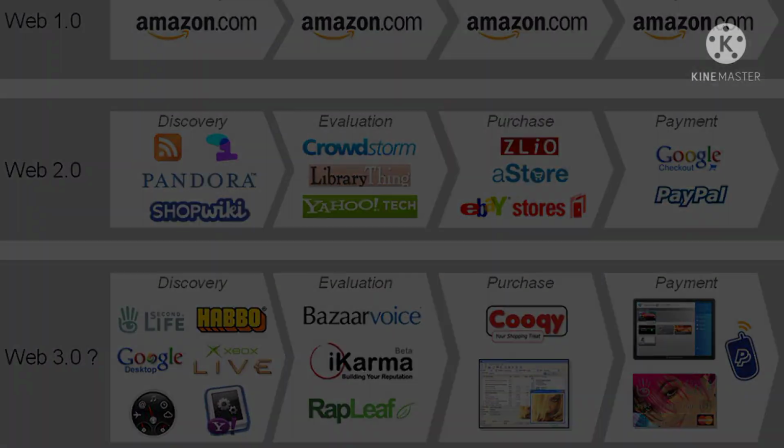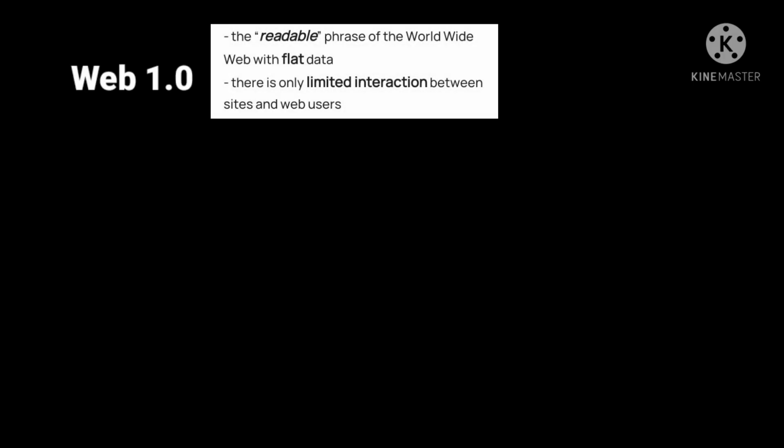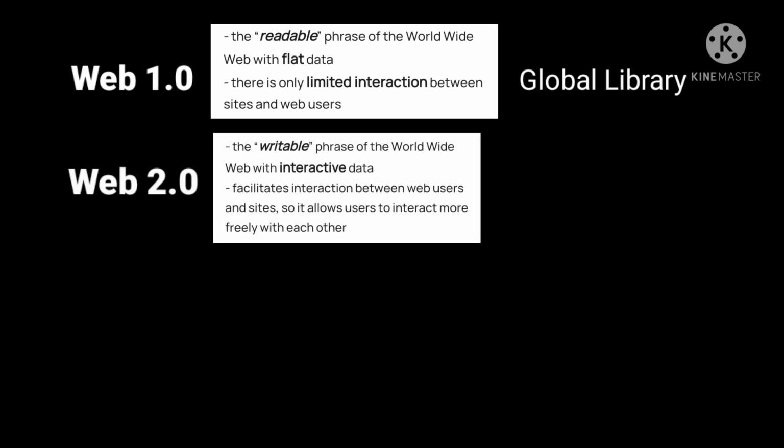For us to quickly point out the difference between Web 1, Web 2, and Web 3, please see the definition below. Web 1.0 is the readable phrase of the World Wide Web with flat data. In Web 1.0, there is only limited interaction between sites and web users. Web 1.0 is simply an information portal where users passively receive information without being given the opportunity to post reviews, comments, and feedback.